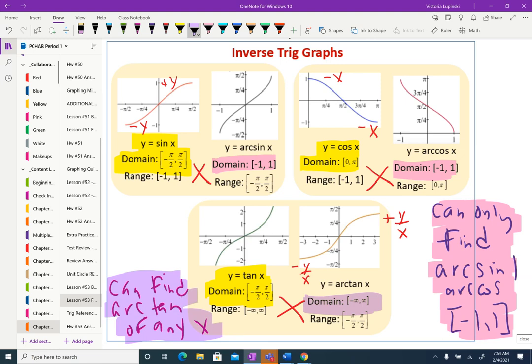Again, I know it's still kind of a lot of background information. We still haven't even yet gotten to the questions, but it's all important, I promise. And again, just as a reminder, there are technically arc cosecant, secant, and cotangent, but you're not responsible for those.